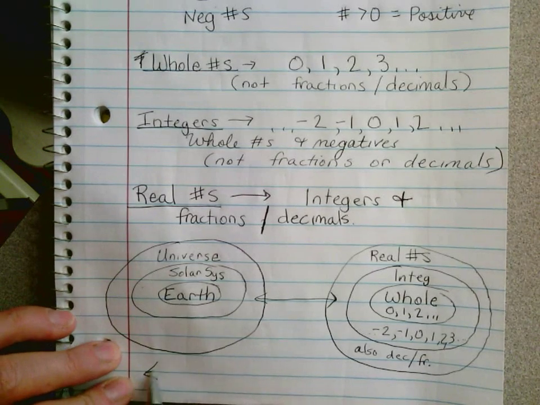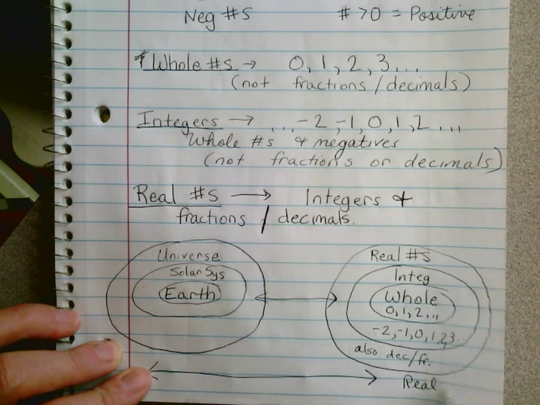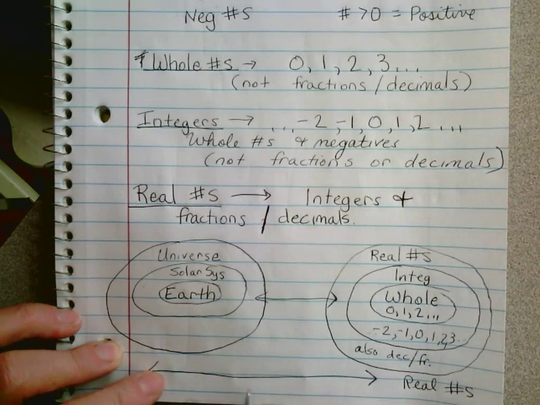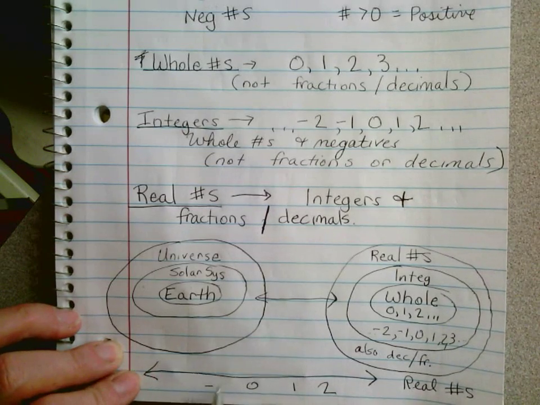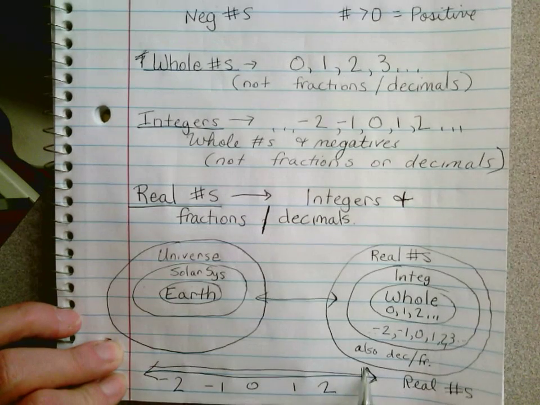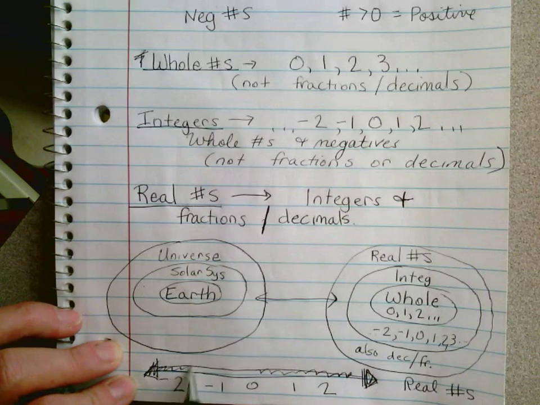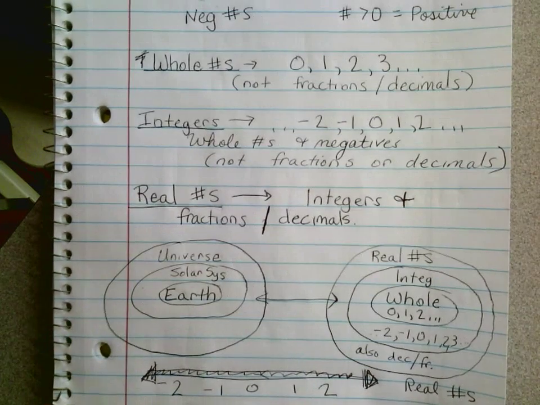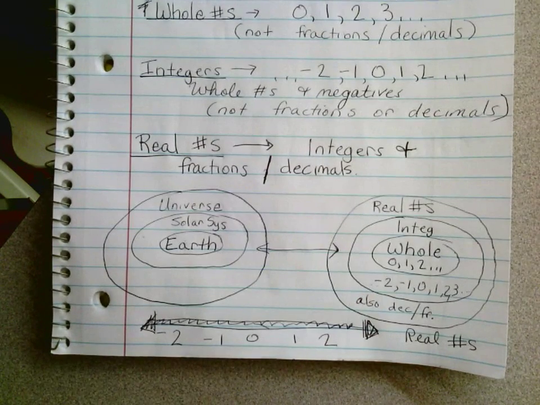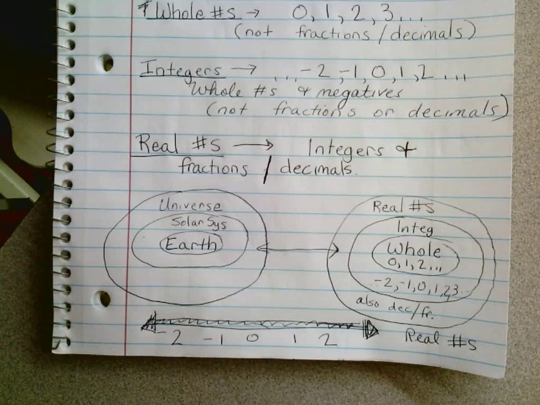If you were told to graph real numbers, it's really, really simple. 0, 1, 2, -1, -2. It looks like this. Looks just like that. Everything under the sun that can be illustrated on a number line.